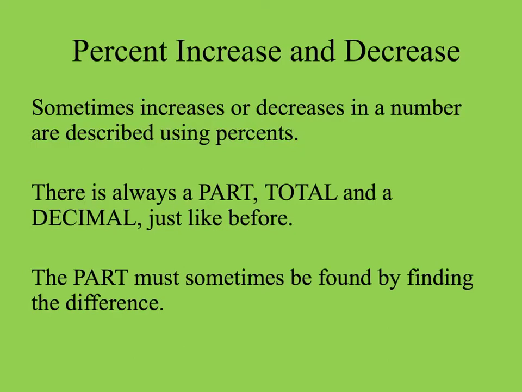So increases in number are usually described in percents. Instead of saying going up by 12 or down by 3, we say it goes up by 10% or down by 2%. There's always a part, total, and a decimal, just like before. The part is not always in the question. Sometimes you have to calculate the part, because the part is the difference between where you started and where you ended. So you sometimes have to find the difference.